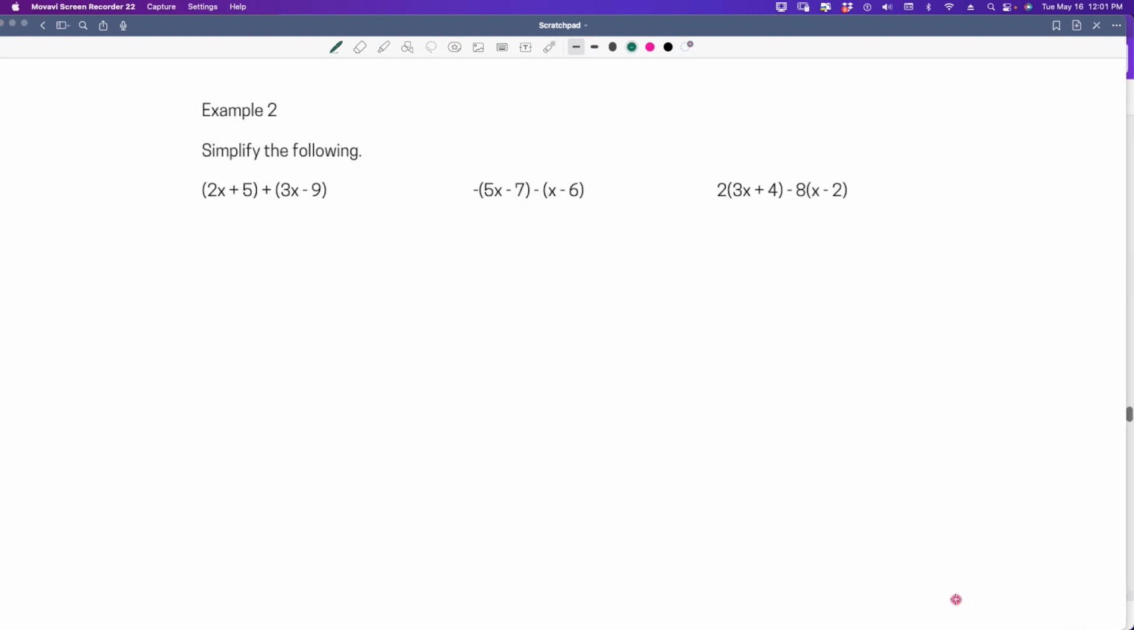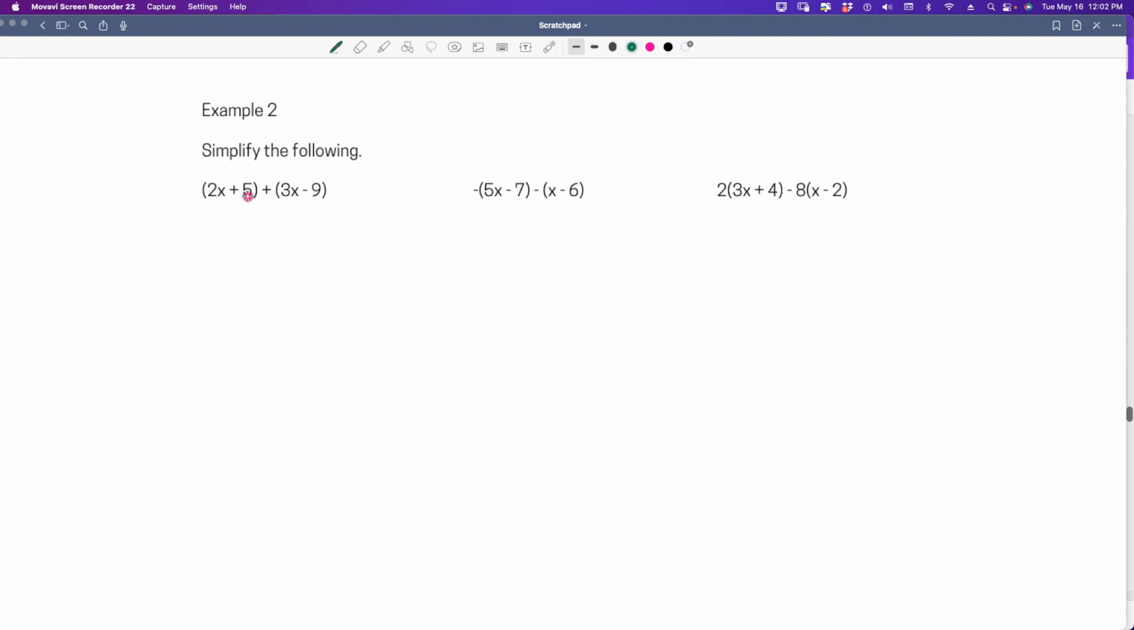So here we have 3 different problems to simplify. So let's begin with the first one. Here we have 2 expressions grouped together with parentheses. What I need to do first is look at the parentheses, remember my PEMDAS. I have to look at parentheses first when they're there and see if there's an operation that I can do.